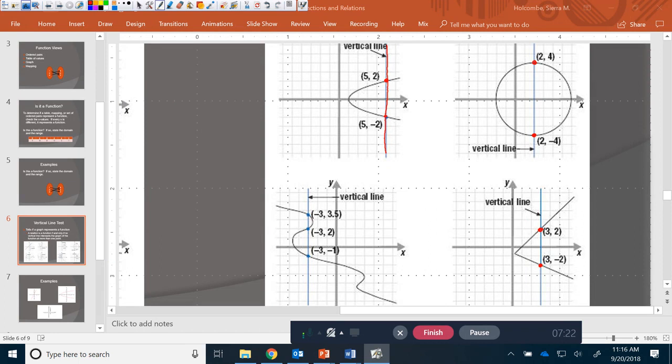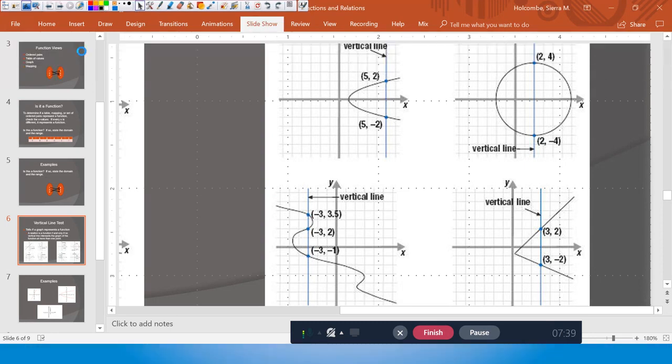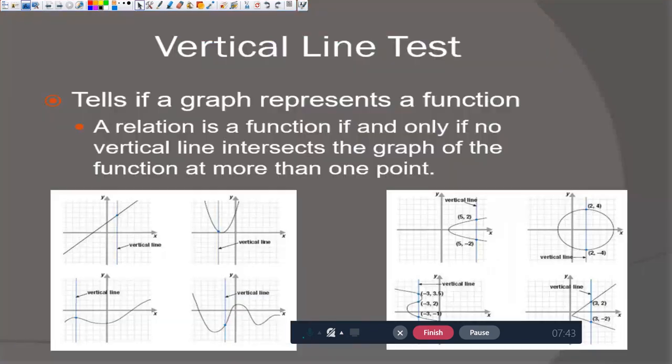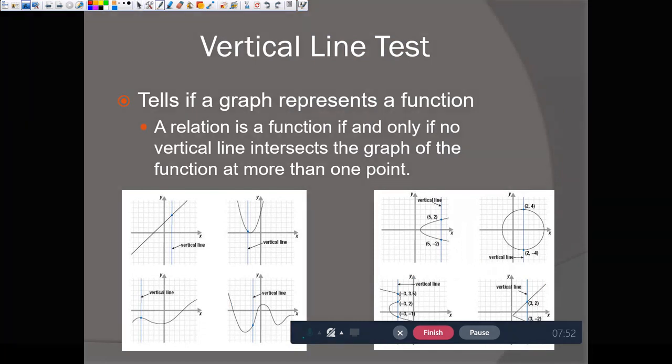Okay? So on this slide, we're going to label those graphs on the left side as a function, and the graphs on the right side as not a function. So these ones are functions. These ones are not functions. Because of the vertical line test.